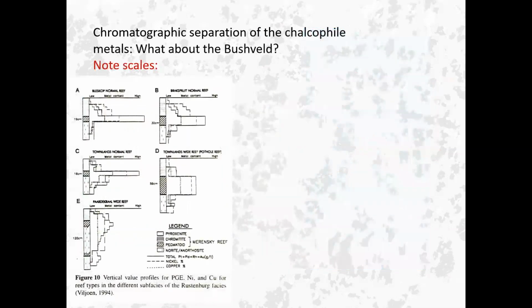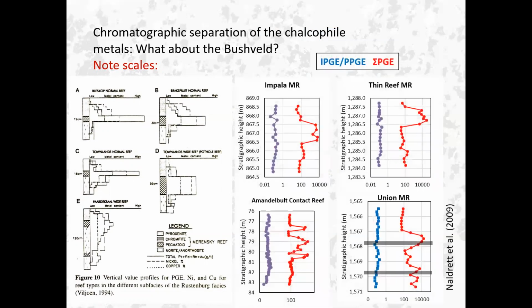What we tend to see, this diagram is from a summary of Maurice Viljoen's work, and this is from one of Tony Naldrett's papers on the Bushveld. We see here a total abundance of PGE in red, showing you where the actual top and bottom contacts are. There's no particular fractionation of the IPGE and the PPGE in here, so we're not seeing any obvious separation. We can look through many examples from this 2009 paper, and we don't see any really convincing separation of phases here.